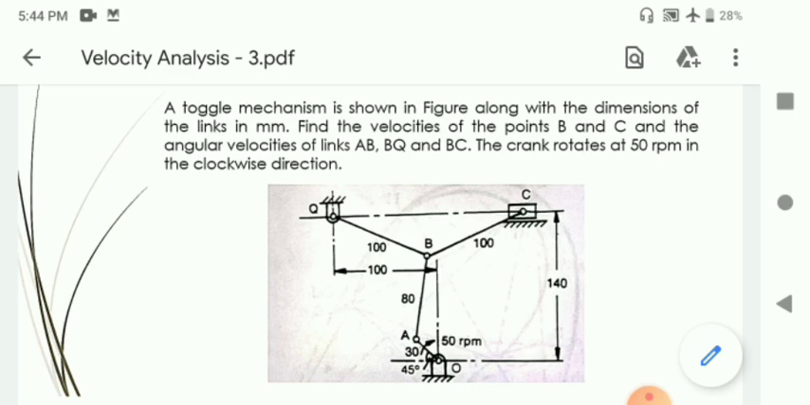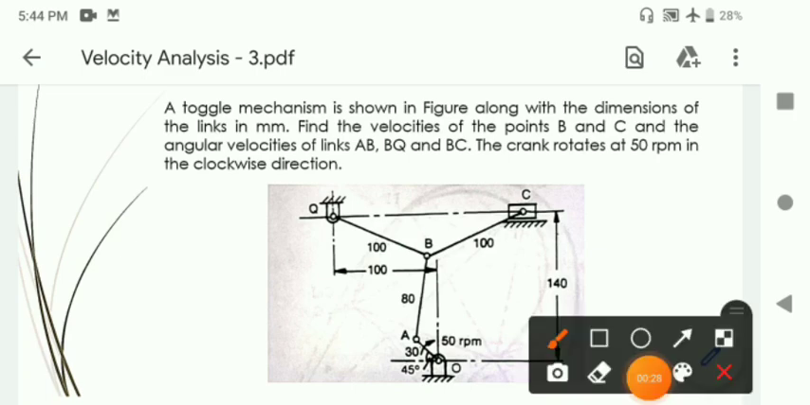Find the velocity of the points B, C, and the angular velocity of links AB, BQ, and BC.